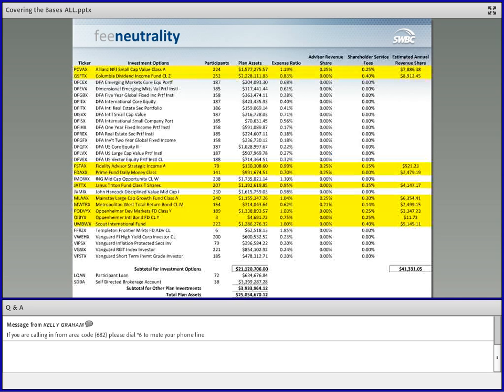And what you'll see here on this slide is an example of a client we recently reviewed. This information was given to us by the provider. As you can see here, there are 30 different investment options, but only the ones highlighted in yellow actually pay any revenue sharing back to the plan. So out of 30 different investment options, only 10 of those 30 actually pay any money back to the plan sponsor.